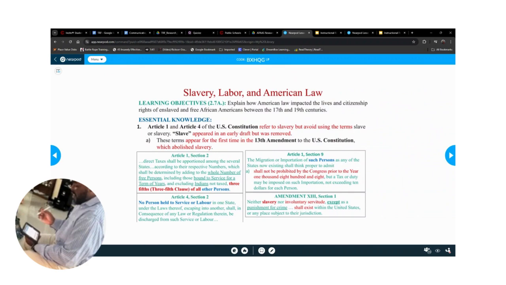And forgive me, this is where the law side of me is going to come out, so please forgive me. Everybody got me on that? All right. The first section, let me get someone to read the learning objective for 2.7a. Chantel, can you read that for us? Yes. Explain how American law impacted the lives and citizenship rights of enslaved and free African Americans between the 17th and 19th century. So the 17th century is the 1600s, and the 19th century is the 1800s. That's a pretty big gap, right?